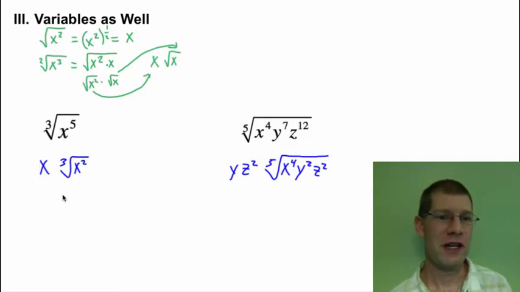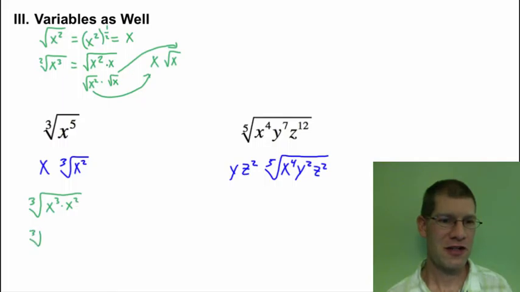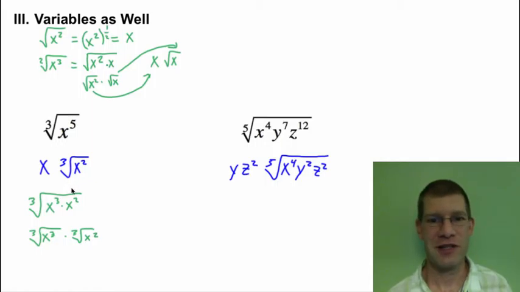Really what this is doing, if you want to see the math argument behind it, is taking the cubed root of x to the fifth, and I wouldn't write this, but that's the same as the cubed root of x to the third times x squared, which then is the cubed root of x to the third times the cubed root of x squared. Cubed root of x to the third just gives me an x to the first. Cubed root of x squared is what's left inside.